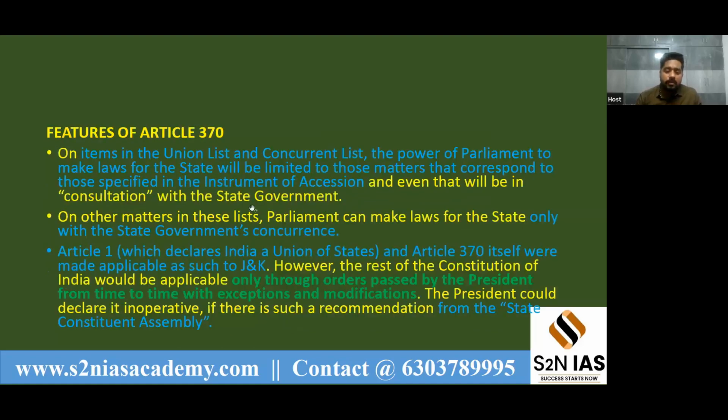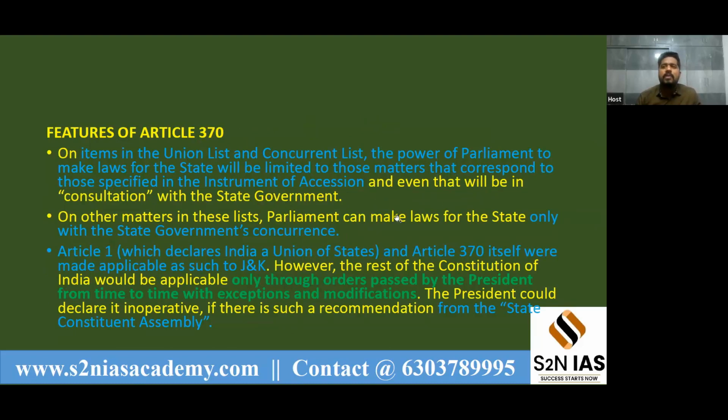In the state list, if Parliament wants to make some laws, or any other items in the union list or concurrent list, they need to take the consultation of the state of Jammu and Kashmir. That consultation can be known as concurrence, because if the state government of Jammu and Kashmir is not in favor of any change other than defense, communications, and foreign affairs, that change will not come into force in Jammu and Kashmir.